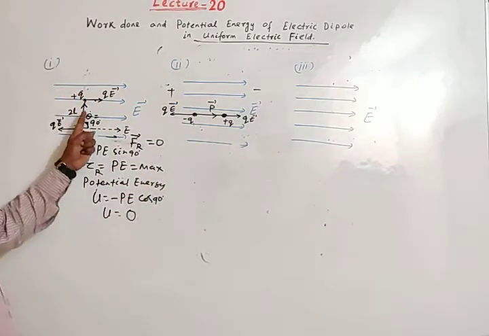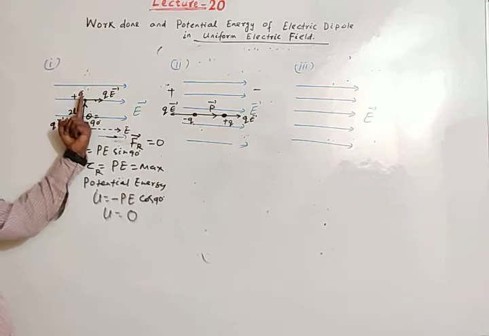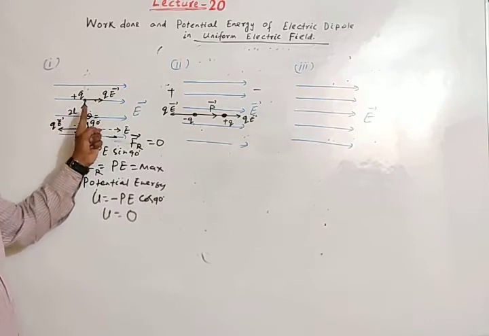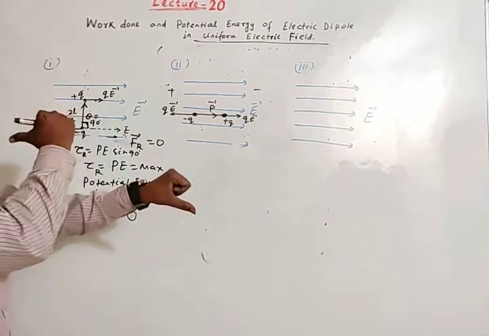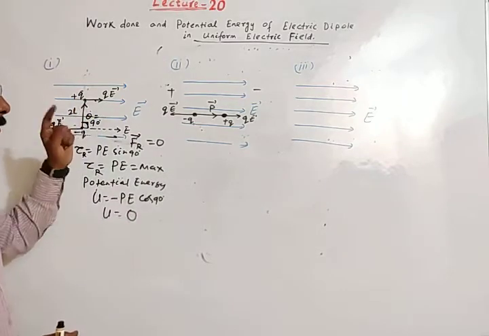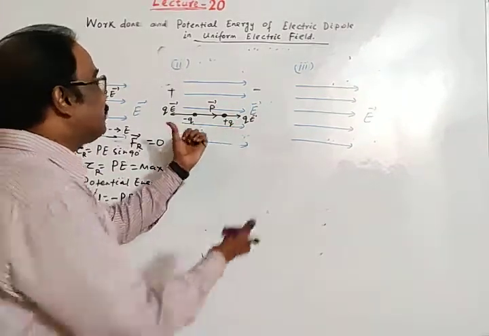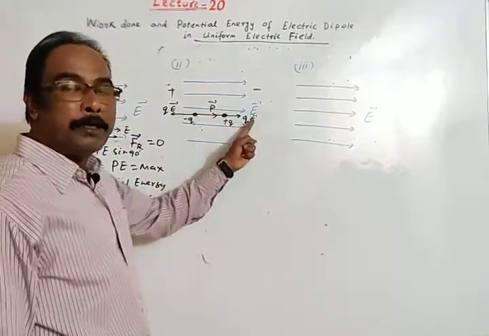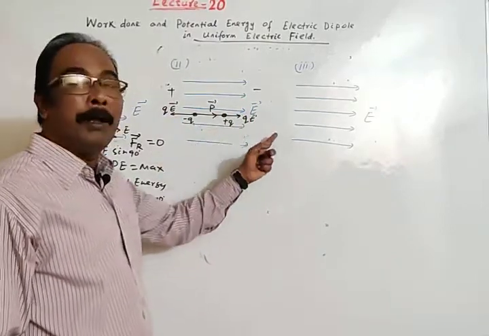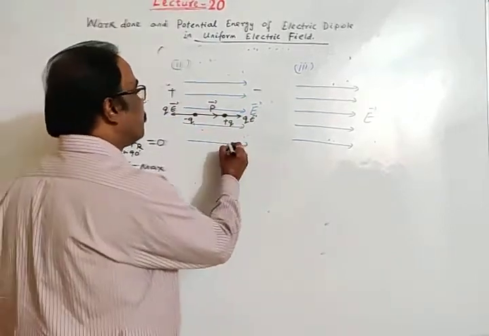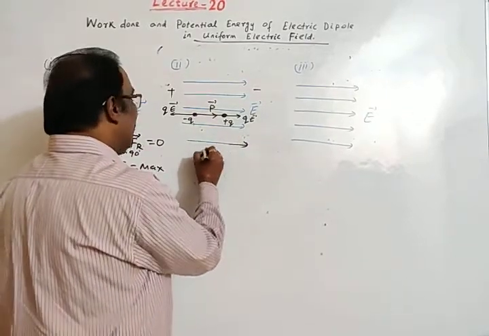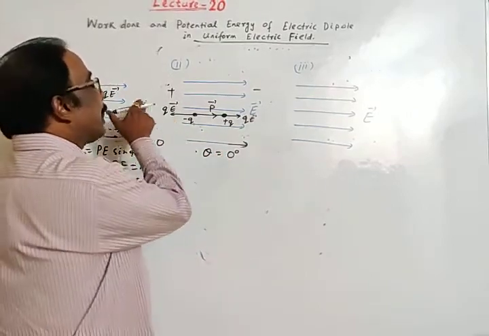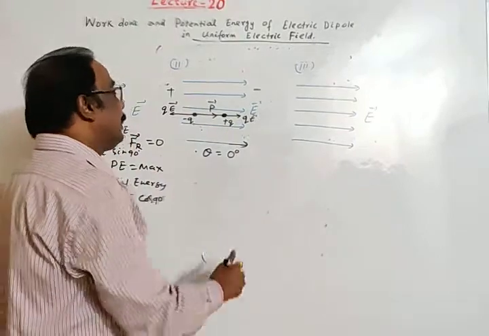Here these two forces are separated by a perpendicular distance, meaning these two forces have different lines of action. But in this case these two forces are equal and opposite, and they have the same line of action, meaning there is no perpendicular distance between the two equal and opposite forces. So here theta is 0 degrees, meaning the dipole moment is parallel to the direction of electric field.